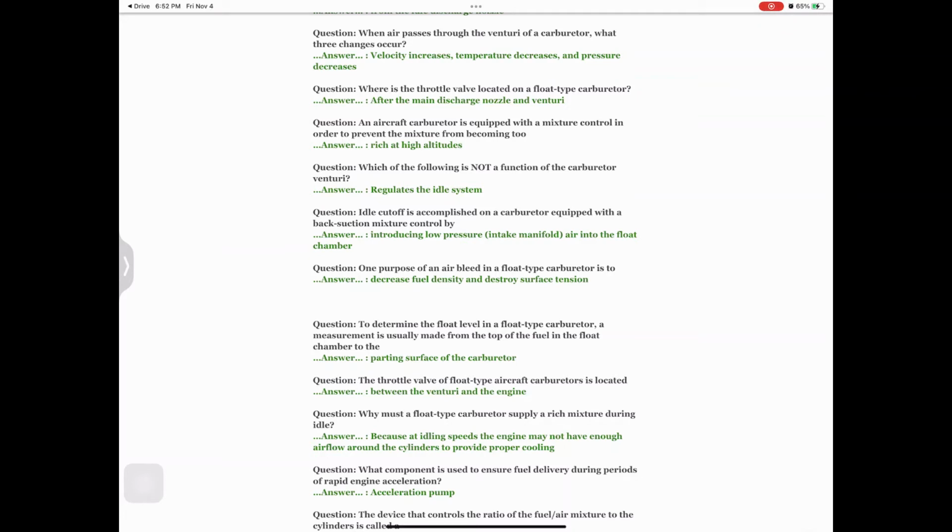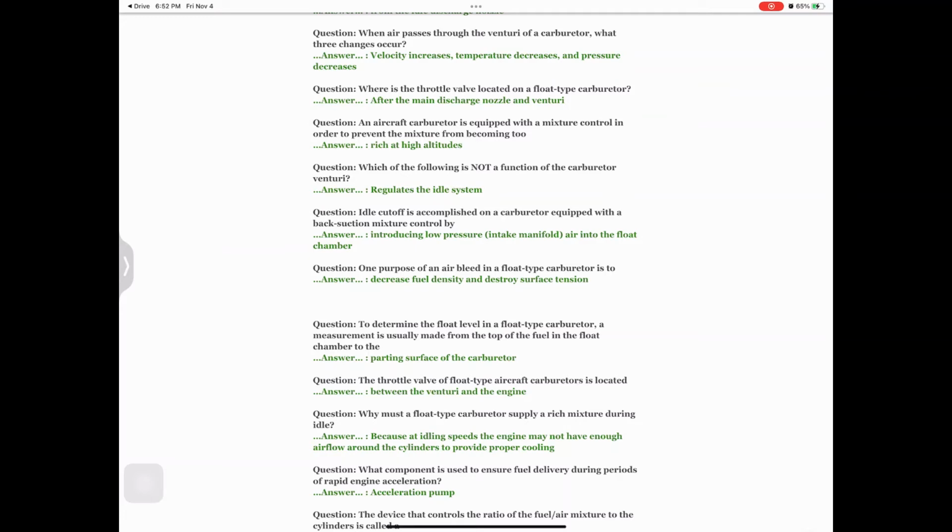Question: one purpose of an air bleed in a float-type carburetor is to, answer, decrease fuel density and destroy surface tension. Question: to determine the float level in a float-type carburetor, a measurement is usually made from the top of the fuel in the float chamber to the, answer, parting surface of the carburetor. Question: the throttle valve of float-type aircraft carburetors is located, answer, between the venturi and the engine. Question: why must a float-type carburetor supply a rich mixture during idle? Answer: because at idling speeds the engine may not have enough airflow around the cylinders to provide proper cooling.